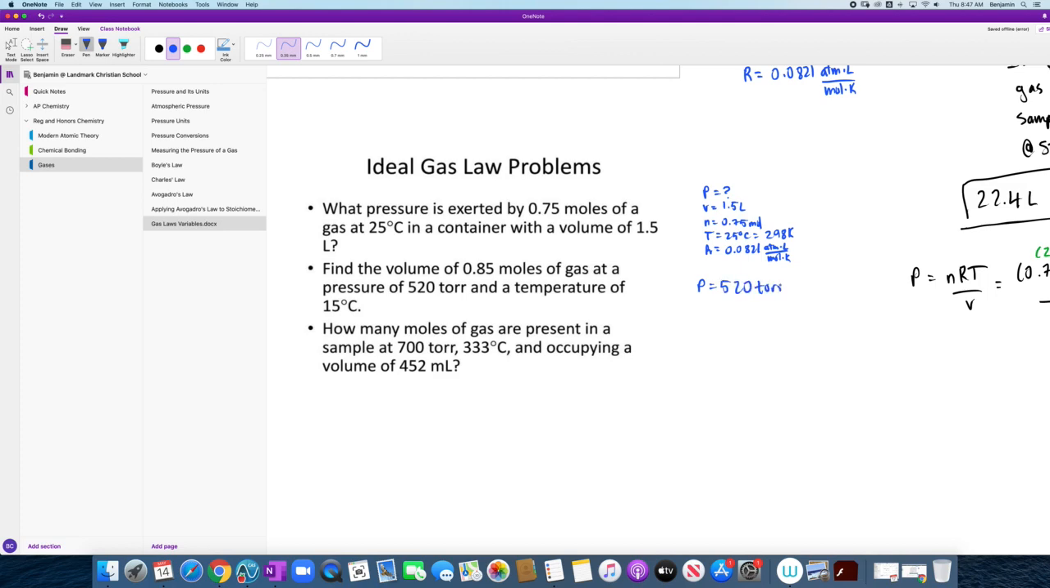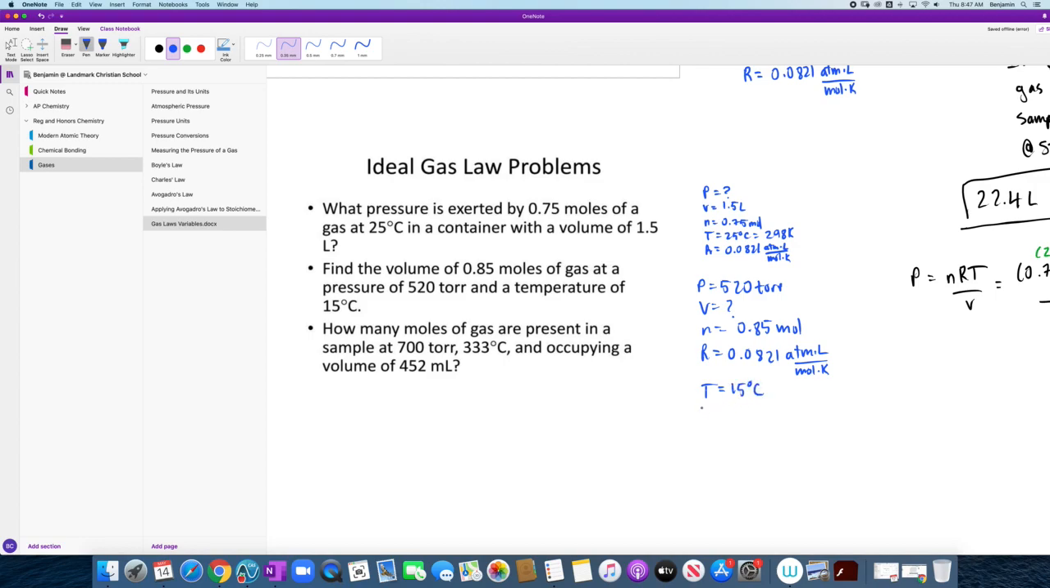We don't know the volume. We're going to find the volume. The number of moles is 0.85. And the universal gas constant is what it always is. It's a constant in nature. And temperature, 15 degrees Celsius.